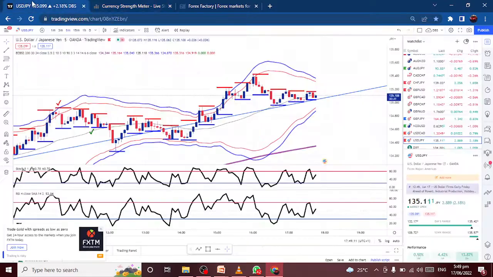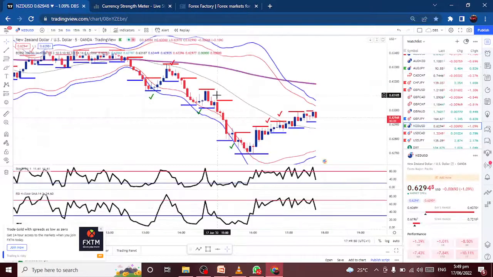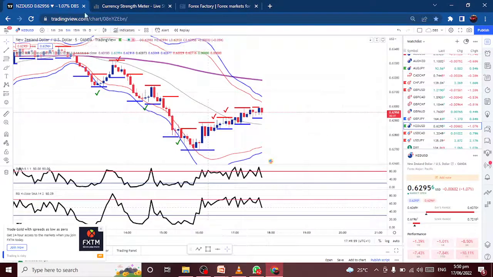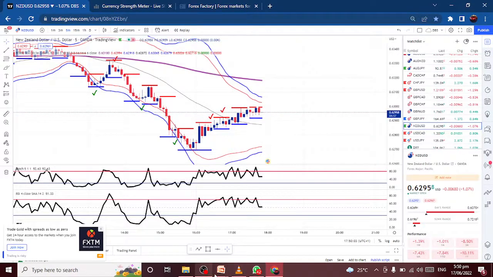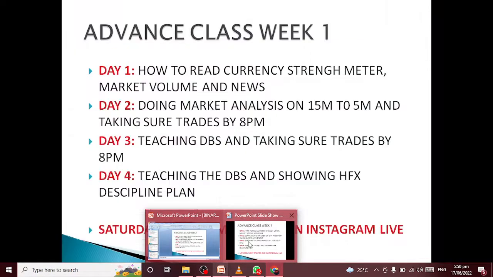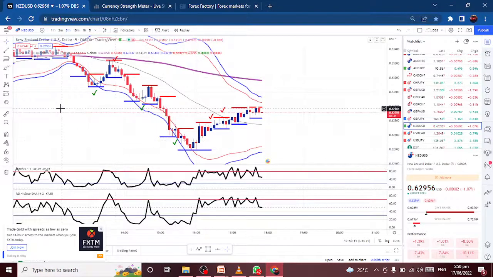Let's look for NZD USD. NZD USD is here. You can see it's coming down. That is it. So the way this candle is going up right now, oh, it's coming down. So that is it. Now going to our class today, we want to do 15-minute analysis to 5-minute analysis. So how does that happen?